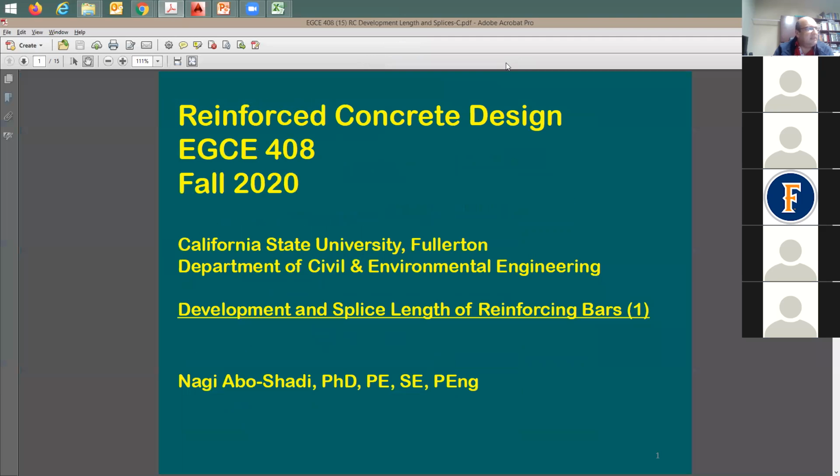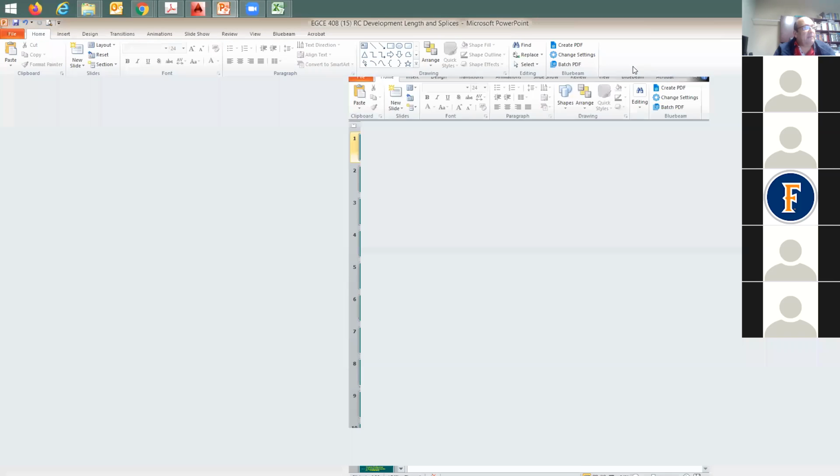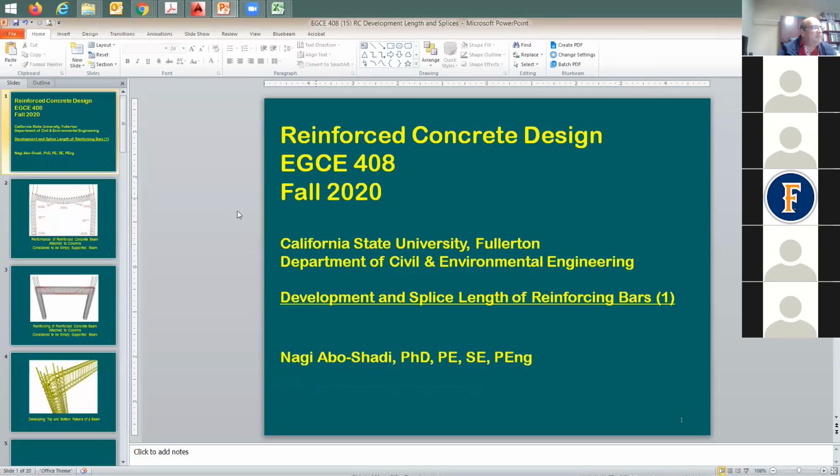Trying to understand what this slide is about. It says development and splice length of reinforcing bars. So I'm trying to understand what is meant by development length and what is meant by splice length. I have two items here, development and splice length. I'm going to put this from the PowerPoint, and later on I'm going to give you a few pictures. I'm going to post them, either as a separate file or maybe just update this file.